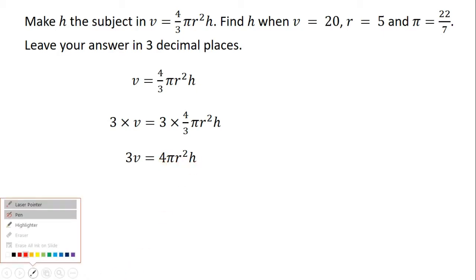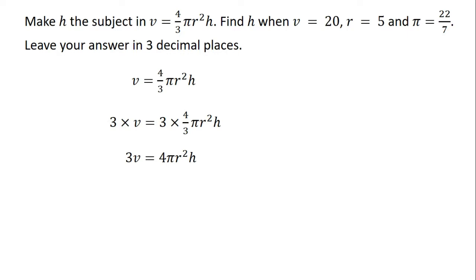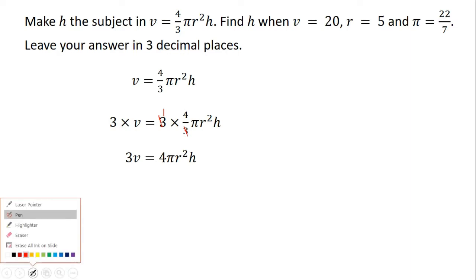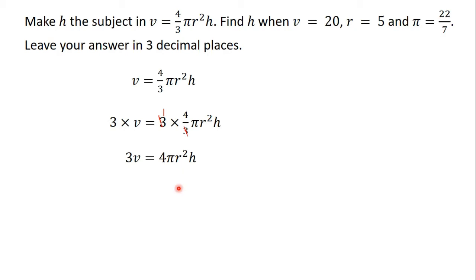So you see, as soon as you multiply each term by the LCM and you cancel out, like what we have here, 3 will cancel 3 to give us 1. 1 times 4 pi r squared h will give us 4 pi r squared h. The fraction is now gone. So we do that to get rid of the fraction. So we've now gotten rid of the fraction. So we can move on.